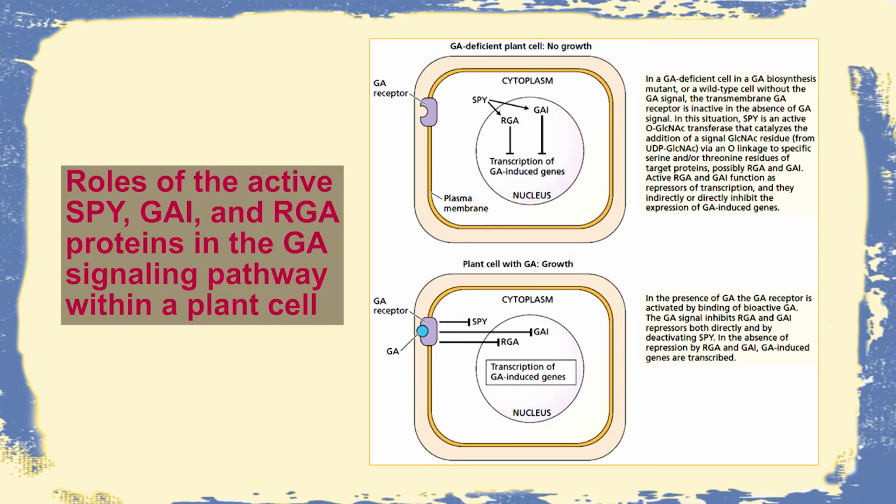Now, in absence of gibberellin, SPY is active. It then activates RGA and GAI, which then transcriptionally repress the gibberellin-induced genes and growth of the plant is suppressed. But in presence of gibberellin, the receptor is activated and then the activated signaling pathway can directly inactivate SPY, GAI and RGA. Consequently, the transcriptional repression of the GA-induced genes is lifted, these genes are then expressed and we see the result, that is elongation of the stem.